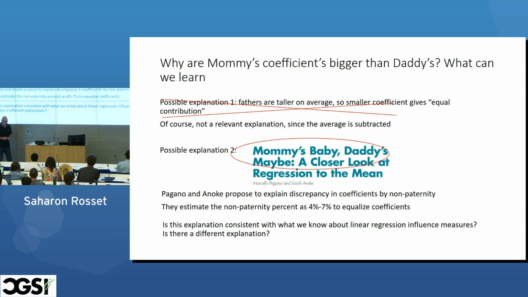And so now we may ask ourselves, is this explanation consistent with what we just said about linear regression influence measures? And is there a different explanation that can be applied here? Okay, so I'm going to open this up. If anyone wants to give an idea why this may or may not be the right way to think about the linear regression.